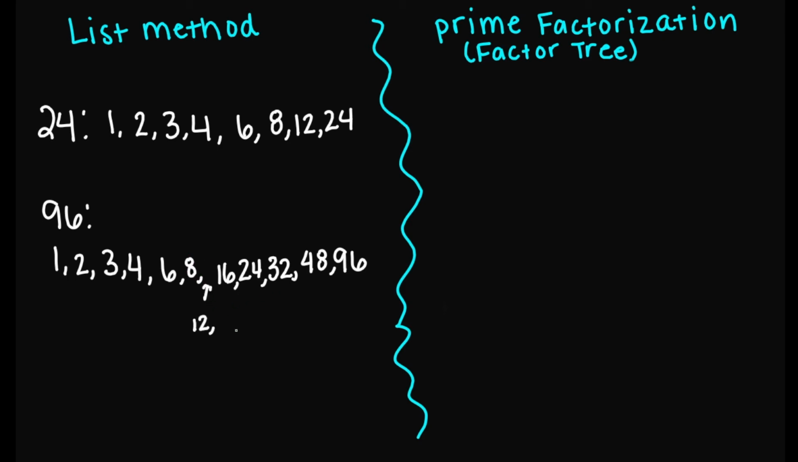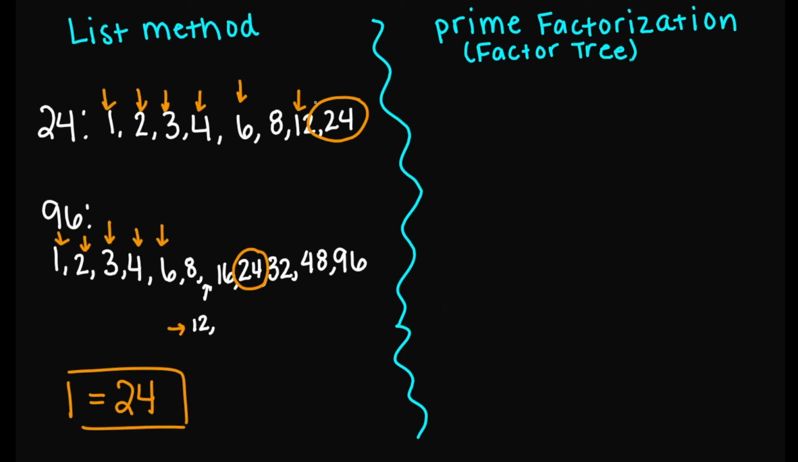So the largest factor that both of these numbers share is going to be the number 24. We have a 24 here, and we also have a 24 here in the 96. So if you do the list method, 24 is going to be your greatest common factor. So we also have other common factors like the 12, the 6, the 4, the 3, the 2, and the 1. However, we are looking for the greatest common factor. And the greatest common factor between the 24 and the 96 is going to be the number 24.